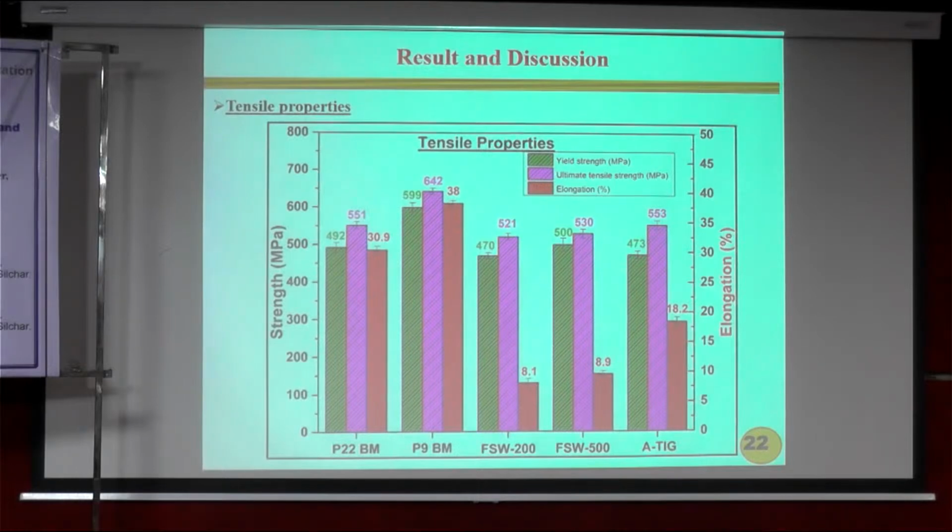If you are controlling the evolution of martensite, then there is no need for post weld heat treatment. If there is no need for post weld heat treatment, then there is no question of soft zone and hard zone formation. If there is no soft zone and hard zone formation, then you cannot expect a brittle mode of failure. Okay, that way it is possible.